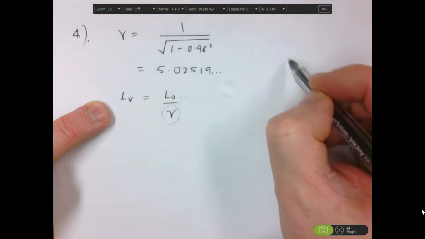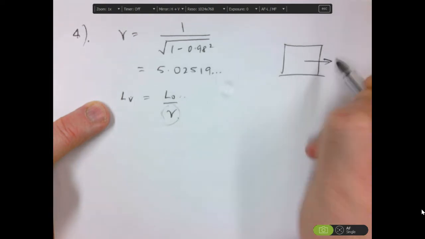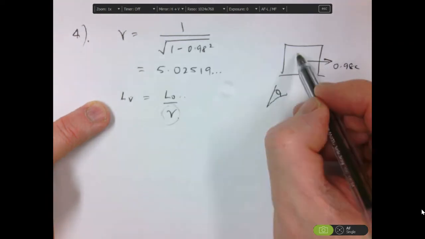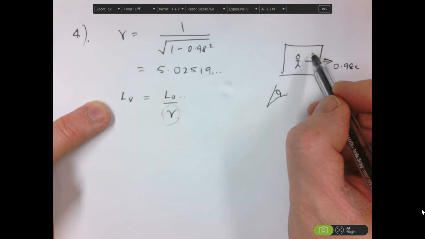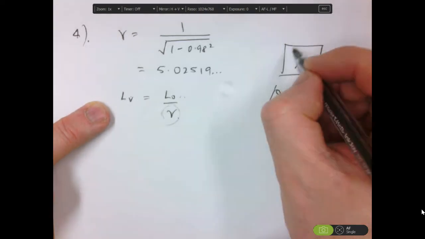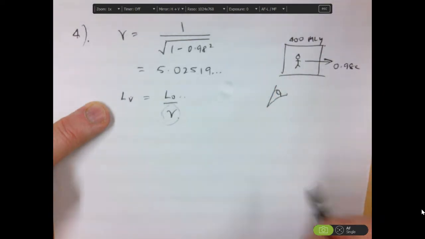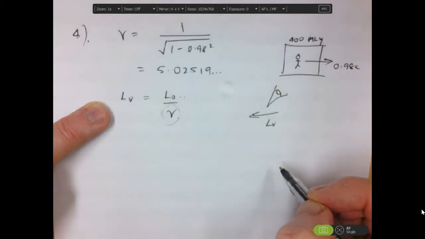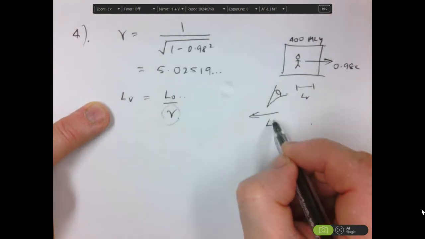Now we've got a galaxy. I'm going to put the galaxy as a big box, and the galaxy is moving at 0.98 c. You are a stationary observer out here, and you are looking at it. Now let's put yourself as a person in that galaxy. You think your galaxy is normal length, and the normal length of your galaxy is 400 million light years. You don't see yourself as moving. You see the observer as moving away. And this observer would see you as contracted.